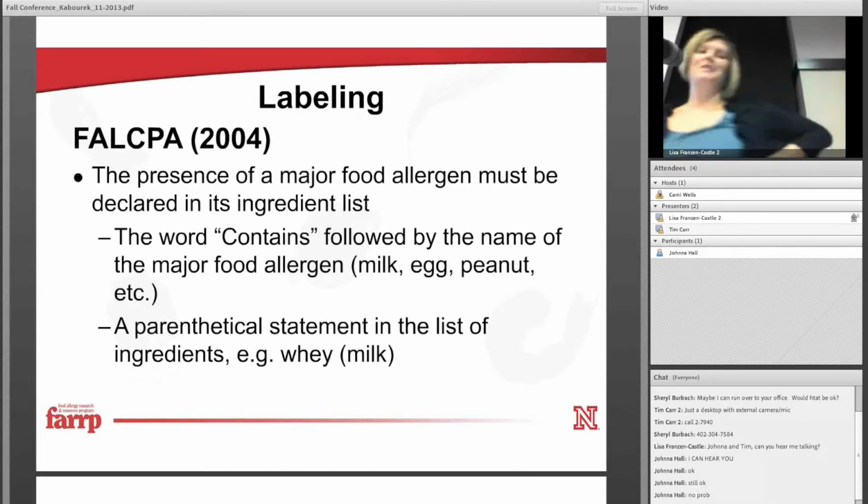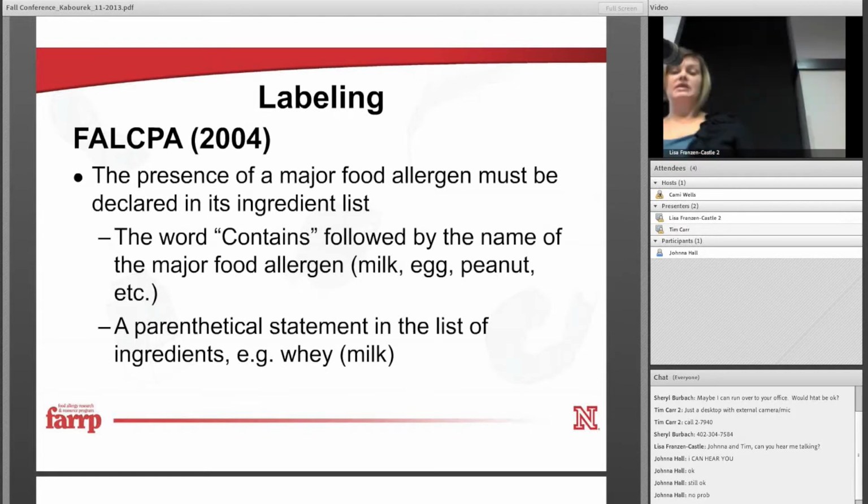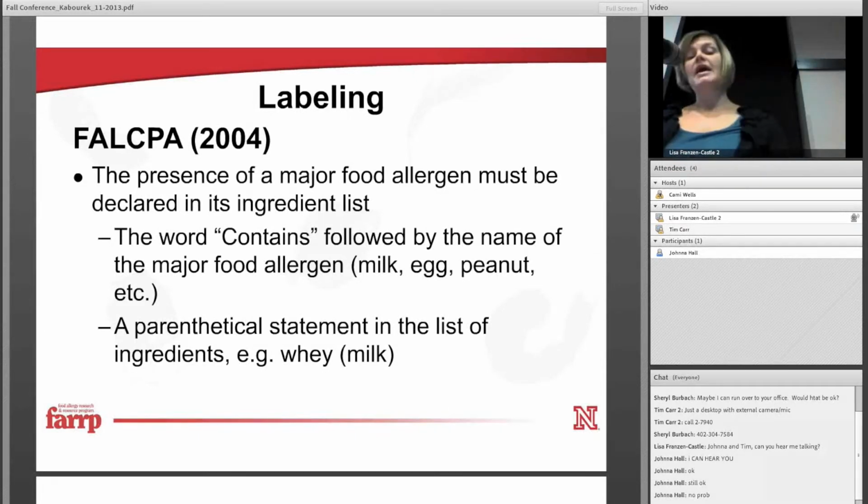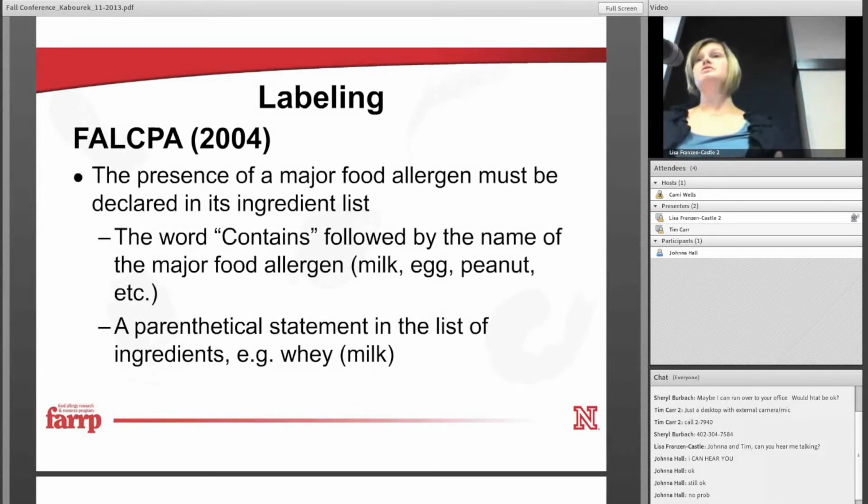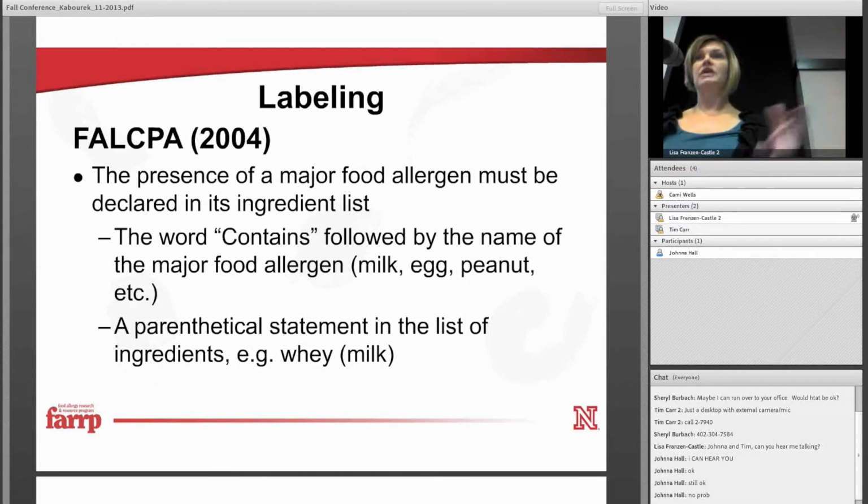Okay, we're going to talk a little bit about the labeling law. It was passed in 2004. It covers manufactured food products, and it states that the presence of a major food allergen must be declared in the ingredient label. It can be done one of two ways. Food manufacturers can choose to have the ingredient statement with all their ingredients and then put "contains milk, egg, wheat." Or they can put it within the ingredient statement parenthetically. So they can have soy oil, peanuts, milk, ovalbumin, parenthesis, egg.